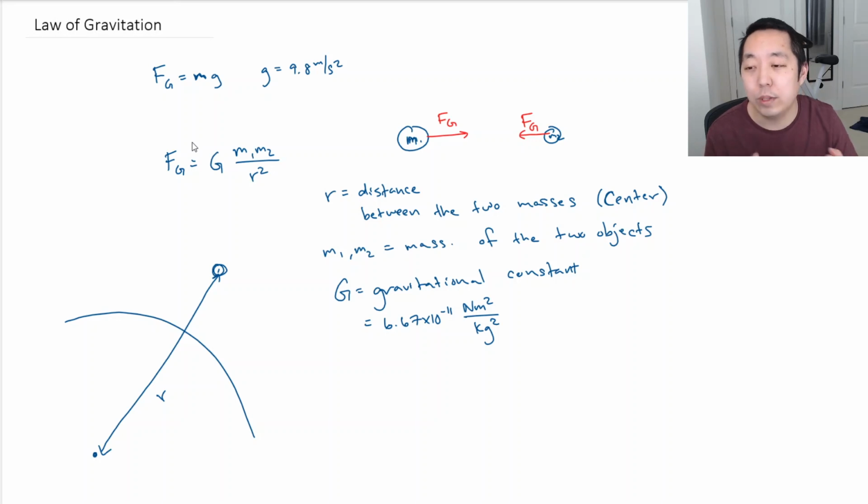Sometimes how it can relate to circular motion is that the force of gravity is related to satellites orbiting the Earth, and we'll go through some examples like that as we go through some practice problems. But that's how it's loosely related to circular motion.